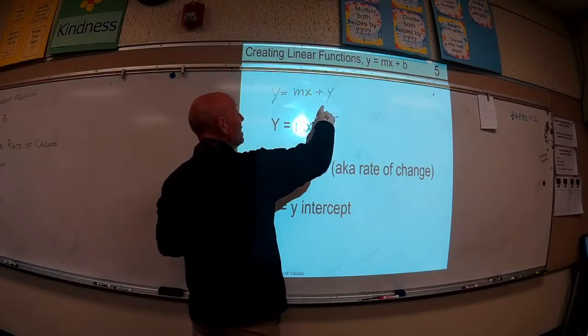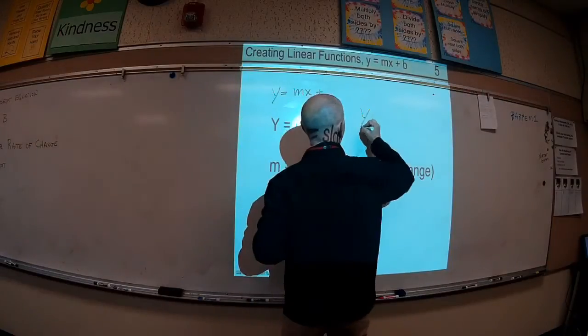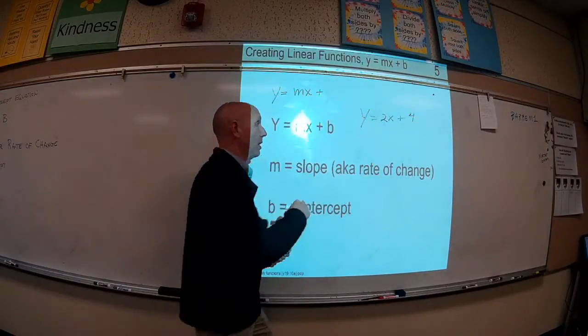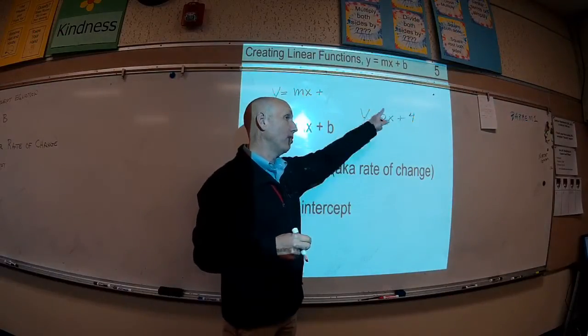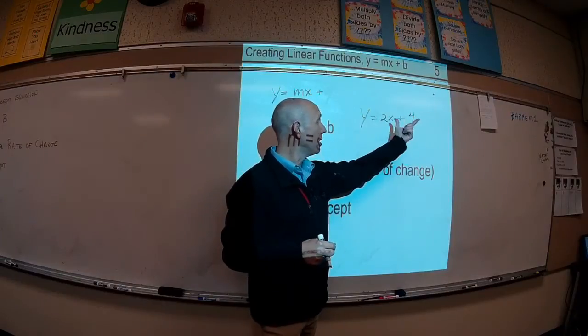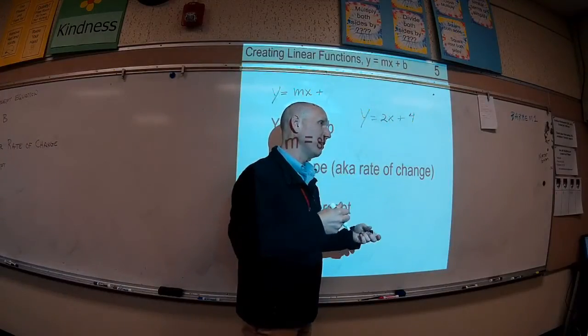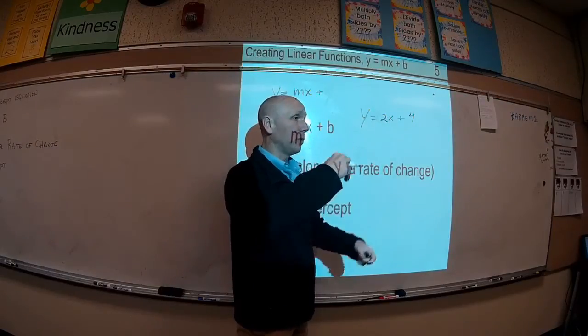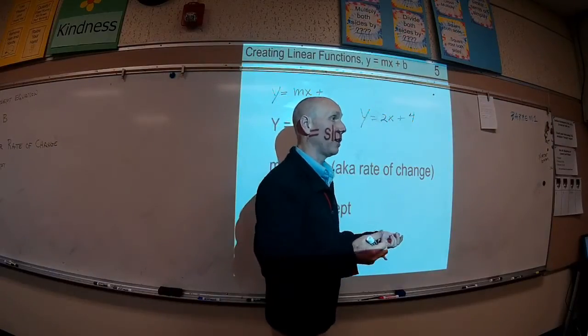Okay, no, so b is a constant. So if y equals 2x plus 4, y is a variable. I plug in an x, I get out a y. M and b are these constant terms that are part of the equation. They don't change. X and y are variables, so I can put whatever I want in for x and get out a y.